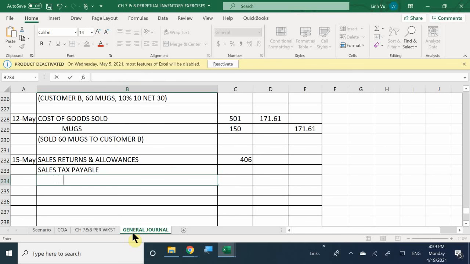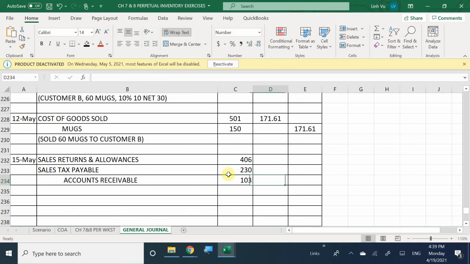And lastly, how did customer B pay us? No, on account. Yes, we're going to reduce their account. They didn't pay us, so we're going to reduce their account. Okay, so 230 and 103. So first off, they're returning 30 mugs to us. How much did we originally charge for those 30 mugs? Or just mugs in general? How much did we charge them?